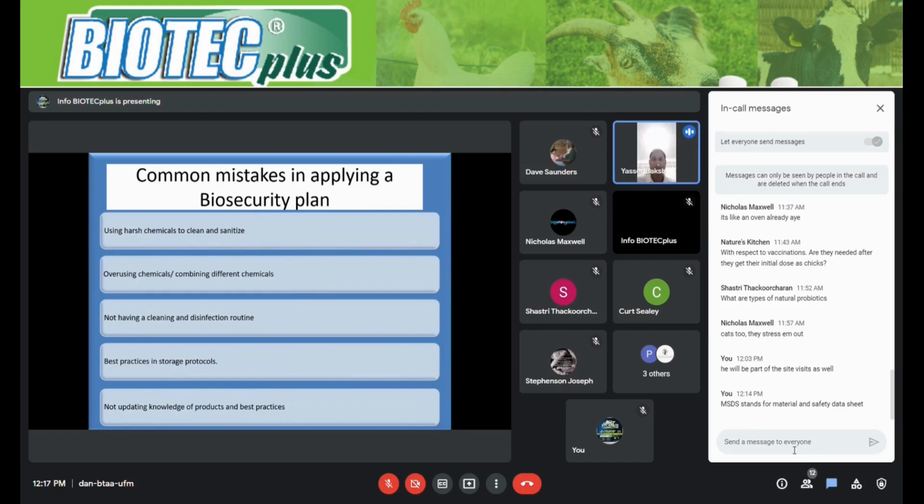Overusing the chemicals and combining it with other chemicals. So you run into two problems when you don't understand what product you're using, because you're going to use too much or too little of it, and because the product is not of a particular standard, you have to use other products. And when you use other products and you combine them, you're going to run into real problems.